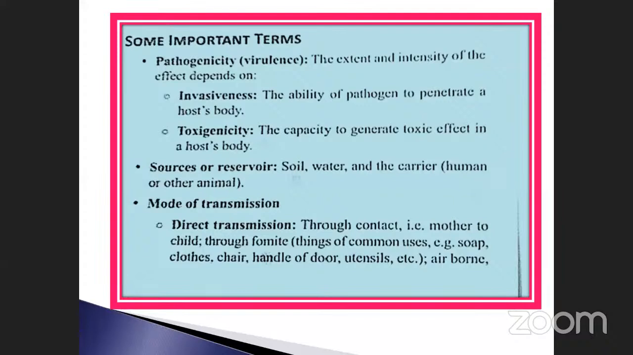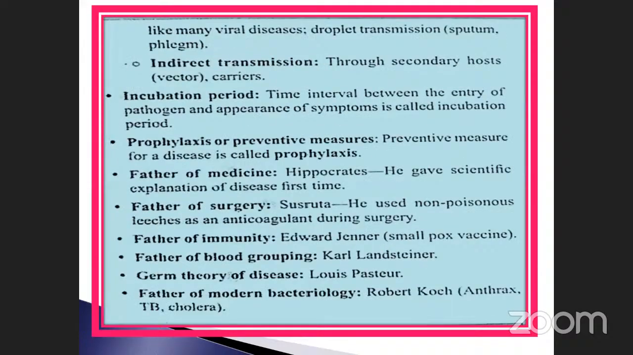Mode of transmission, already we discussed. They are divided according to their transmission aspect: direct transmission and indirect transmission. Direct means through contact only. Mother to child, through fomites, things of common use. Example: soap, clothes, chair, handles of doors, utensils, etc. Airborne, like many viral diseases, droplet transmission. Taking the example of COVID, it is also one of the droplet transmissions. And sputum.